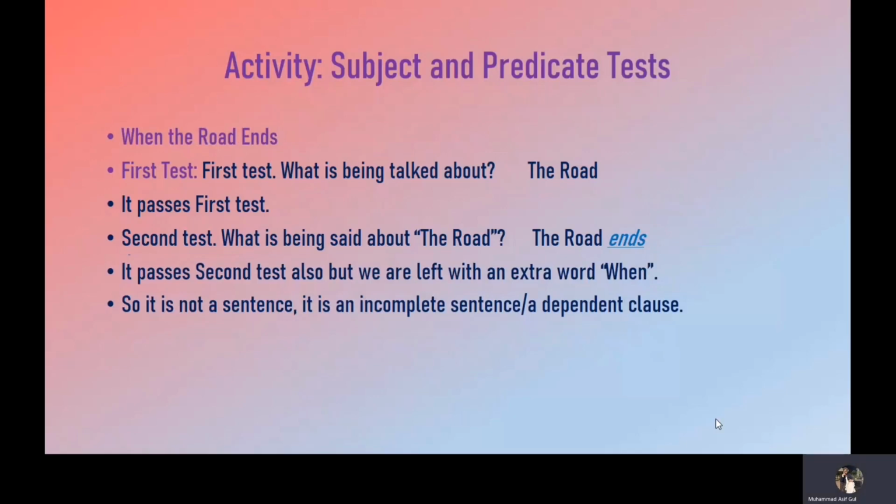Whenever we apply this subject and predicate test on a statement and we are left with an extra word, then that statement or that title will not be a complete sentence. It will be an incomplete sentence. It will be a dependent clause, or it will be a subordinate clause. So When the Road Ends is a dependent clause. This is an incomplete sentence. This is a subordinate clause. This is not a complete sentence.